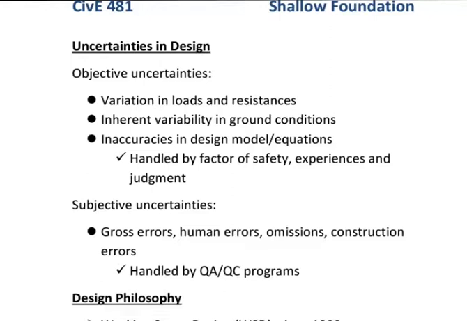The subjective uncertainties come from gross errors, human errors, omissions, and construction errors. These uncertainties are handled by QA/QC programs. Notably, the factor of safety is not expected to be responsible for subjective uncertainties. In the study of CV481, we only focus on the objective uncertainties.